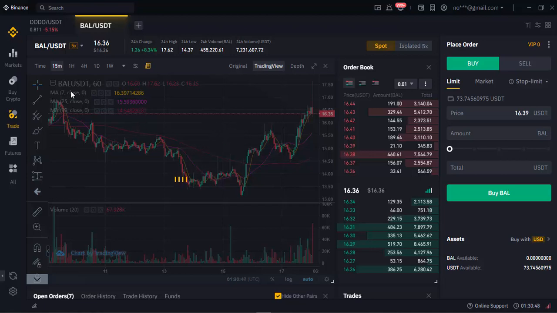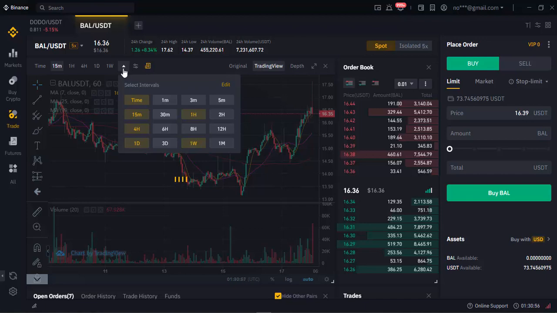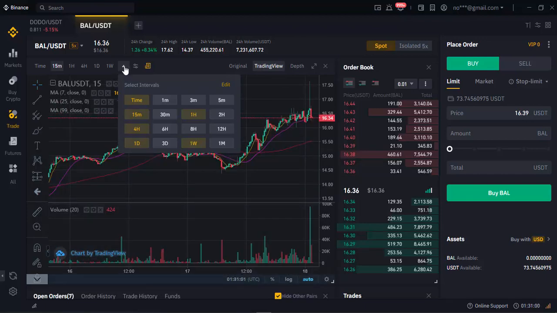Okay, when it comes up, I'll explain. This is 1 hour, this one is 4 hours, this one is 1 day, this one is 1 week. When you click or hover your mouse over this triangle, you see different selections you can make. This is 15 minutes, 4 hours, 3 days, 6 hours. You can also edit and add your own custom time.